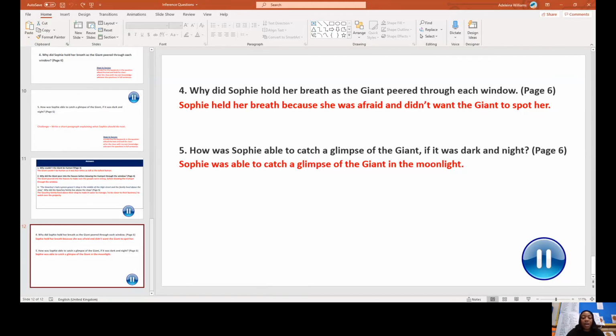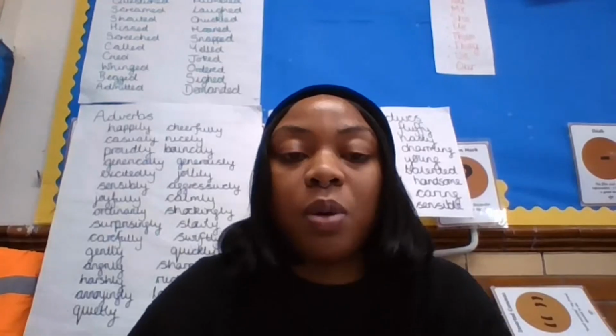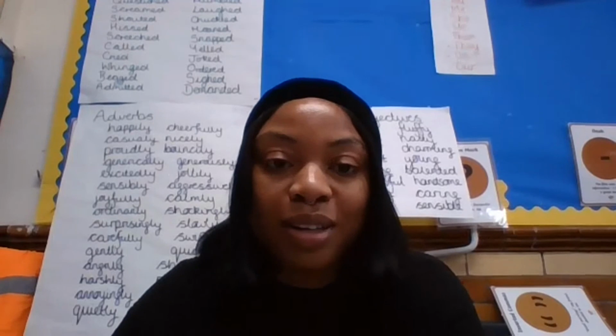Make sure that you check the answers first before submitting your work onto Seesaw. And then once you're happy with that and you've gone back and made any edits that you need to, you can submit it and send it in for your teachers to mark.